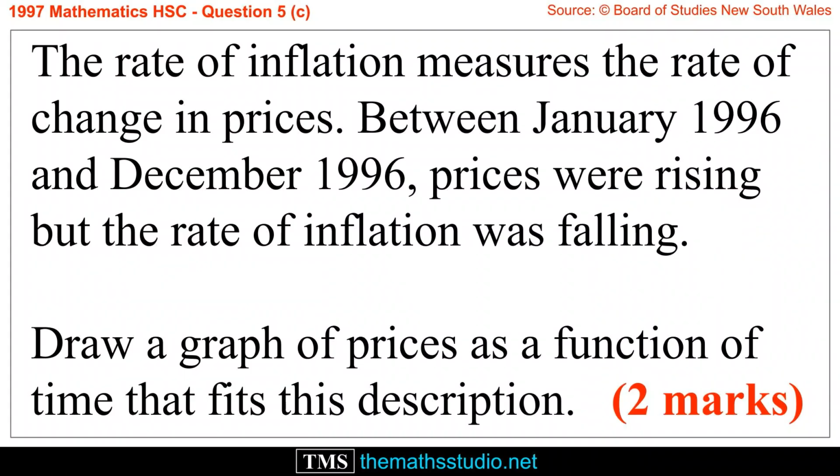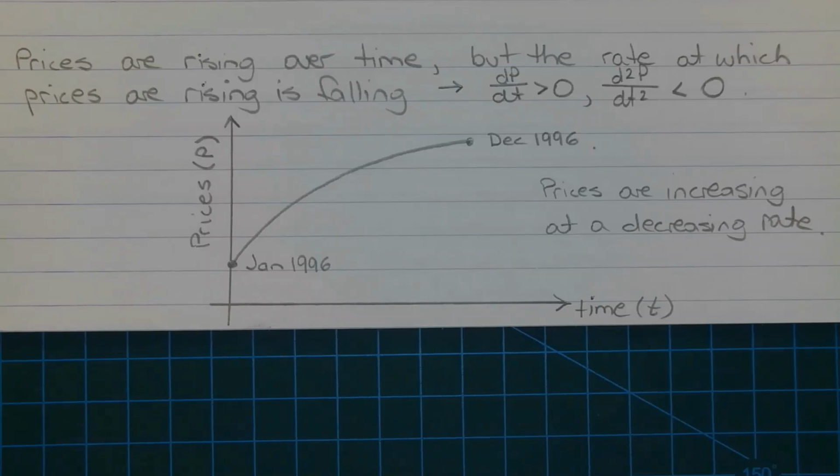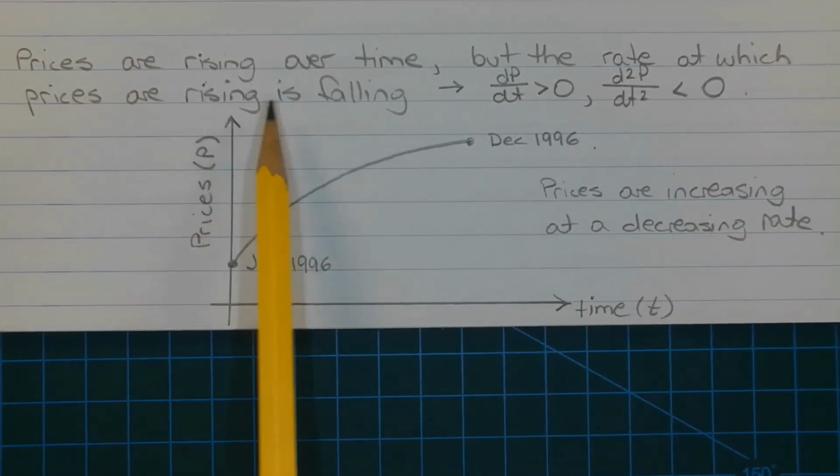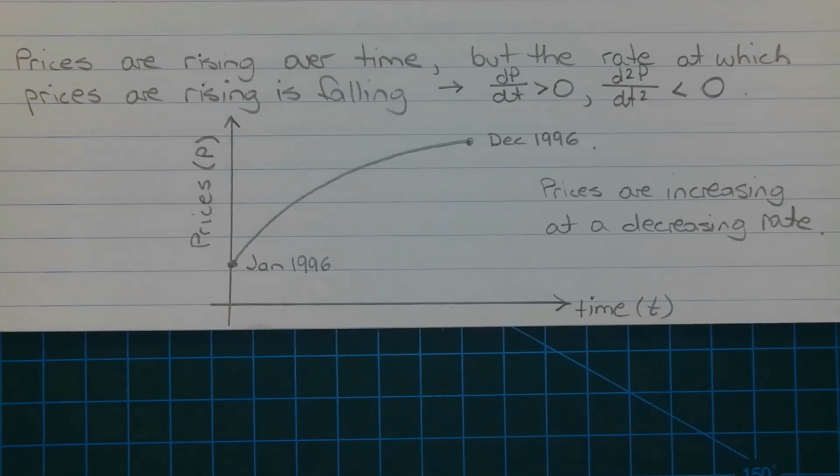Question 5, Part C. The rate of inflation measures the rate of change in prices. Between January 1996 and December 1996, prices were rising, but the rate of inflation was falling. Draw a graph of prices as a function of time that fits this description. Prices are rising over time, but the rate at which prices are rising is falling. So the curve used to model this situation is a curve that's increasing but at a decreasing rate.